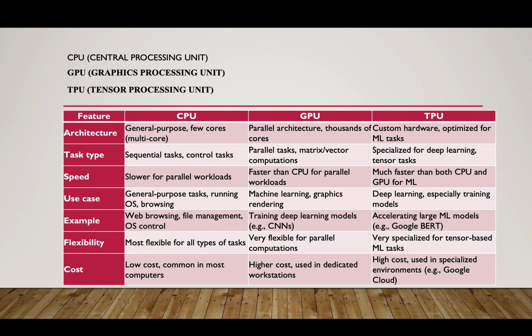By and large, if you compare CPU, GPU, and TPU from an architecture perspective, the CPU is general purpose with few cores, whereas the GPU has a parallel architecture with thousands of cores, and the TPU is custom hardware optimized for machine learning tasks. For task type, the CPU handles sequential and control tasks, whereas GPUs handle parallel tasks and matrix or vector computations, and TPUs are specifically for deep learning and TensorFlow tasks.